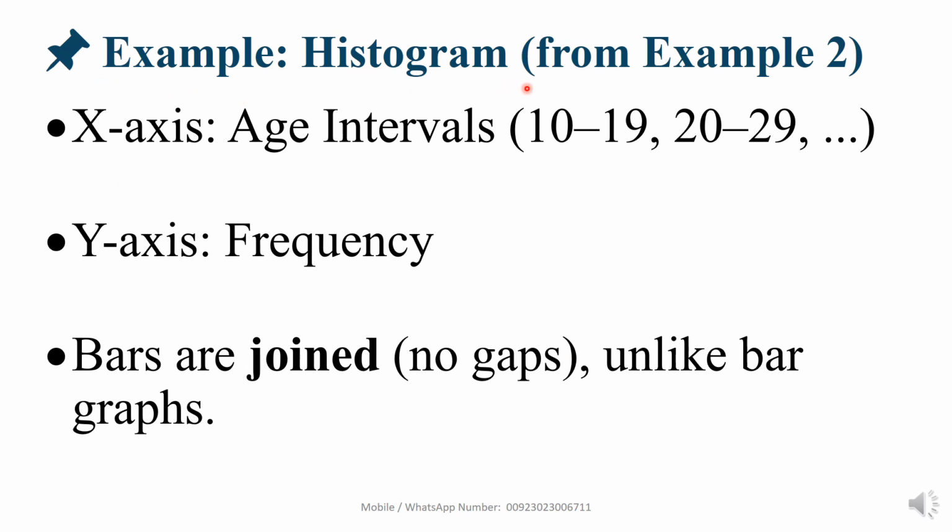Example: histogram from example 2. X-axis: age intervals 10 to 19, 20 to 29, and so on. Y-axis: frequency. Bars are joined with no gaps, unlike a bar graph.